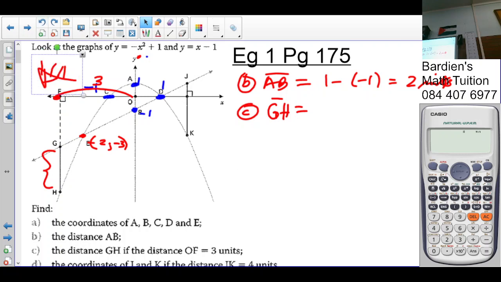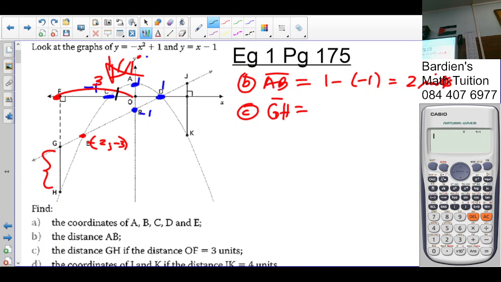Which graph is on top? Looking from on top, which graph is on top? It's the straight line. And at the bottom is the parabola. If that line was lying there, then which would have been on top? The parabola, and the straight line would be there. Can you see that, people? So looking from on top, you could see your straight line on top of the parabola. So if you calculate GH, it's going to be the straight line minus your parabola.